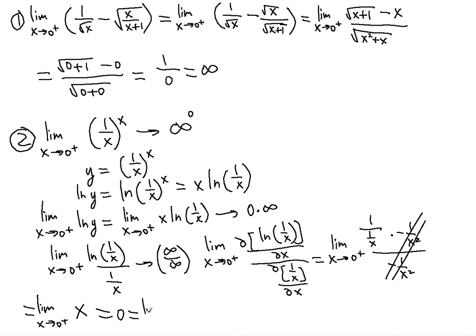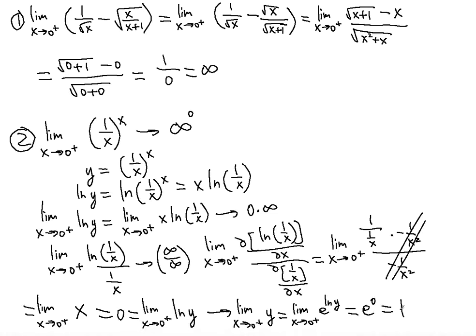But keep in mind that this is the limit as x approaches 0 from the right of ln of y. So to find the limit as x approaches 0 from the right of y, you have to raise e to ln of y, because that's the equivalent of having y. And then guess what? We already know that the limit as x approaches 0 from the right of ln y was 0, right? So we just plug it in, e to the 0, and we get 1. Okay, that's your limit value.